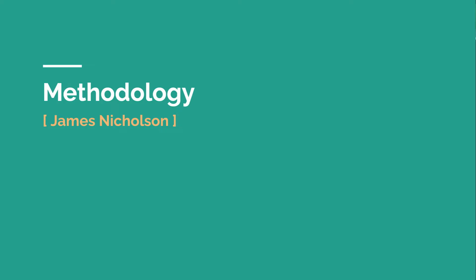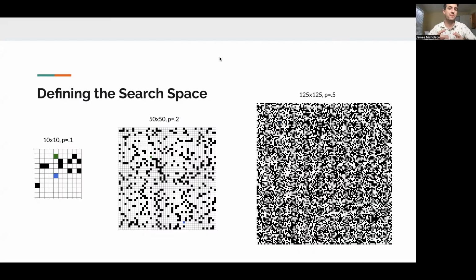At a high level, the methodology of our experiment consisted of using 5 different algorithms to search the same 12 graphs, each ranging in size and obstacle density. The sizes ranged from 10 by 10 to 125 by 125. And the p-value you see here, which is the obstacle density, is the probability that any individual cell in the graph is an obstacle.